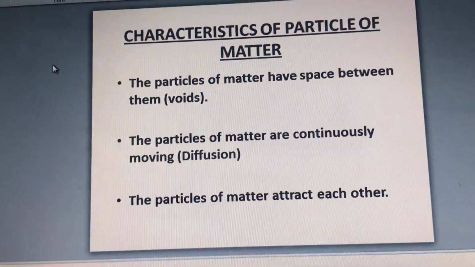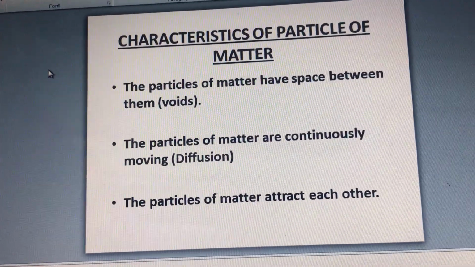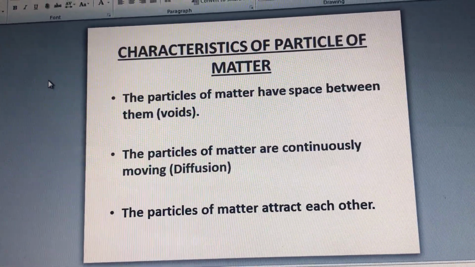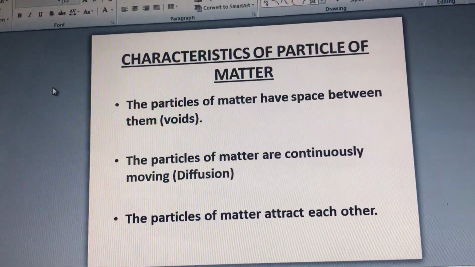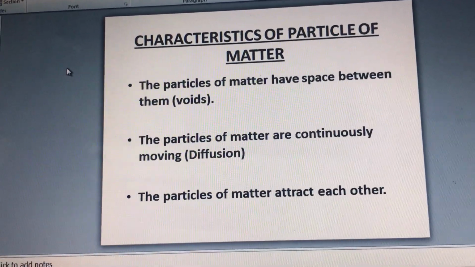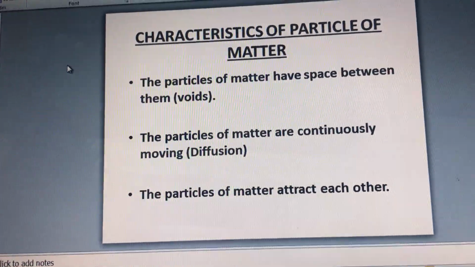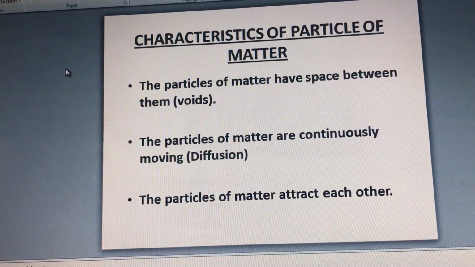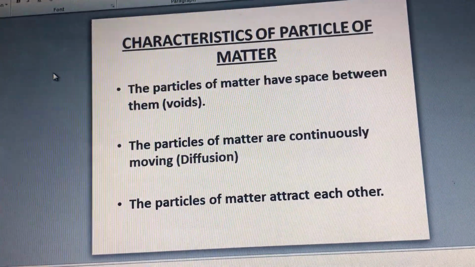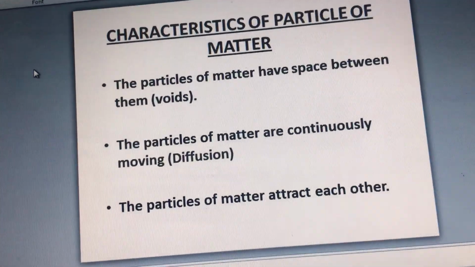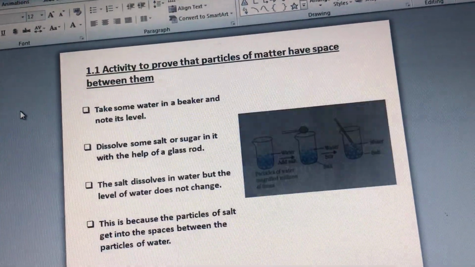The third characteristic is that the particles of matter attract each other. This also you have studied, that particles attract each other with a force that is known as force of attraction. Now, the force of attraction is maximum in case of solids and it is minimum in case of gases.